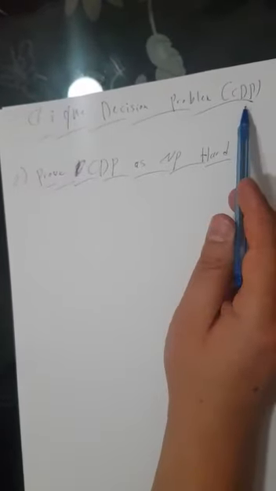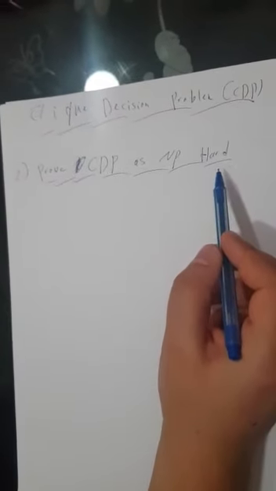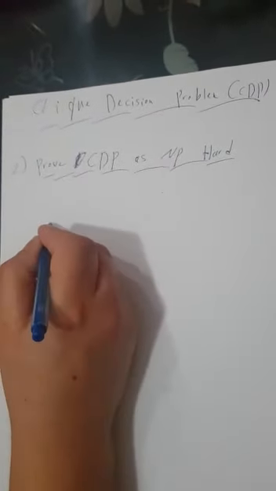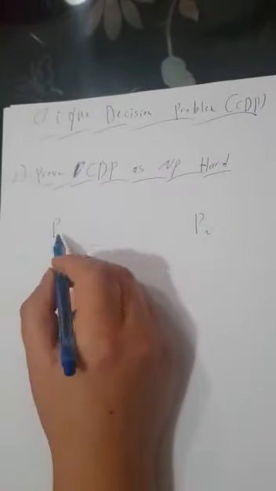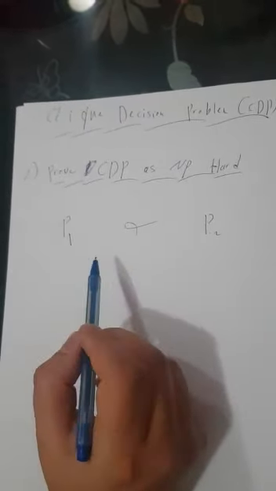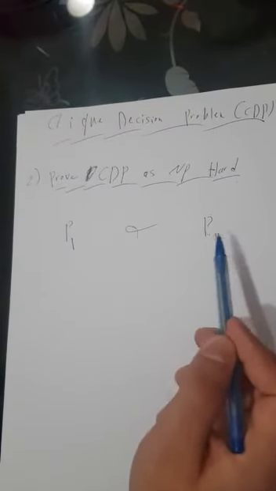Now, the next step, we must prove CDP is NP-hard. To prove that, we must find a problem which is already proved as NP-hard. Let's suppose that we have P1 and our problem is P2. If we could reduce P1 to P2, this means that if we could find a solution for P2, also we will have a solution for P1. And if P1 is NP-hard, also P2 will be NP-hard.